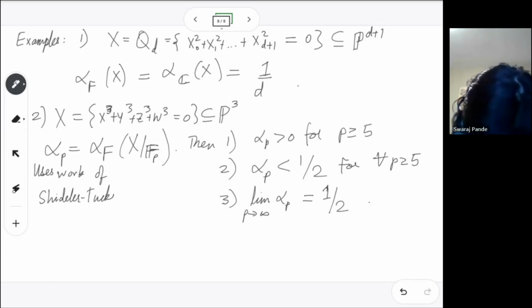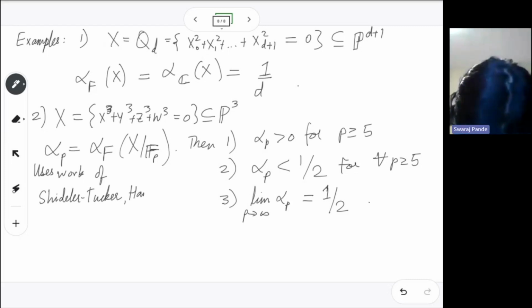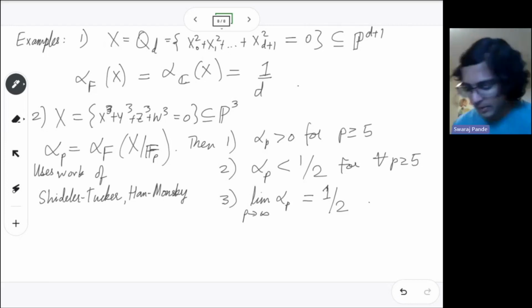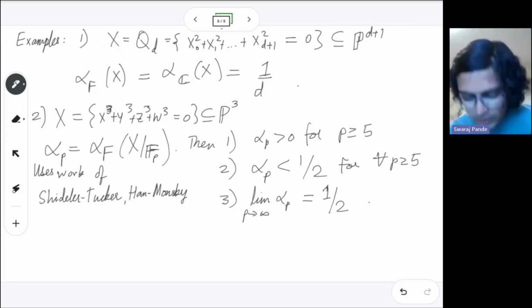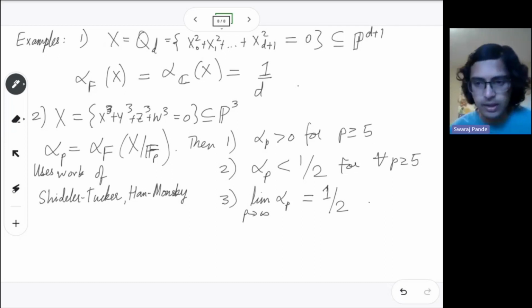Scheidler and Tucker, who did a similar computation for the F-signature, and they built on the work of Han and Monsky, who had a way to compute what's called the Hilbert-Kunz multiplicity, another invariant. Building on these works, we can prove this about the diagonal cubic hypersurface. Unfortunately, the method does not work for any other smooth cubic hypersurface, so this is the only example we have. We can do a few more like this, a few more hypersurfaces, again all diagonal ones, but that's about the examples I know.